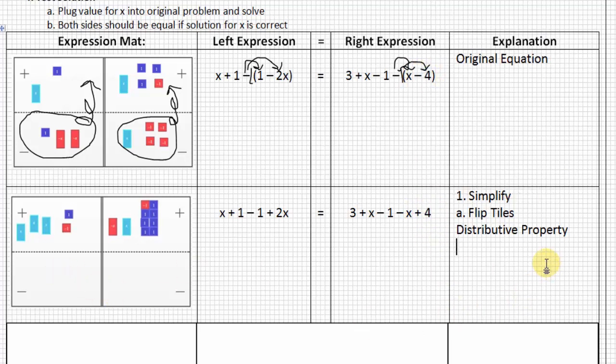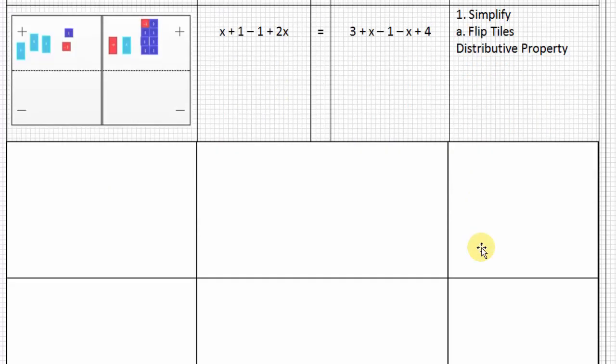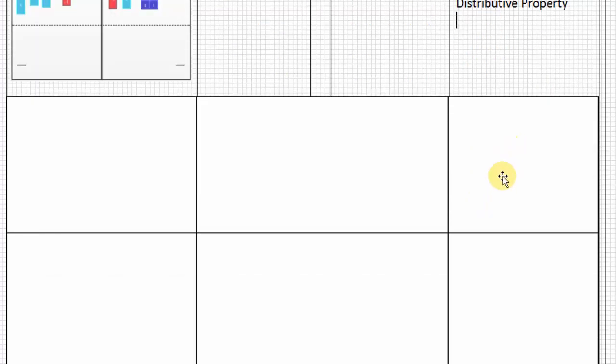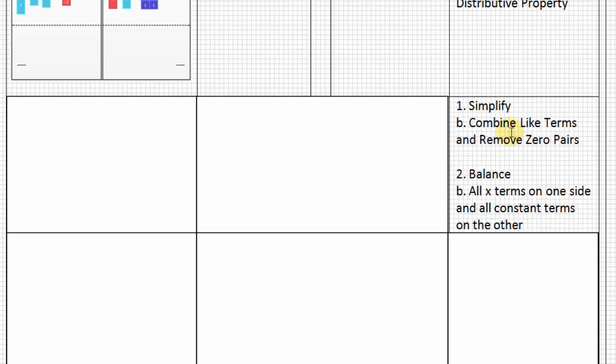So that was just our first move. On the algebra mats, we flip the tiles. On our algebraic equation here, we use the distributive property, showing our work with these arrows up above, and recording what we got by distributing that negative 1 through on both sides. So what's our next step? We need to continue to simplify, and we need to combine those like terms.